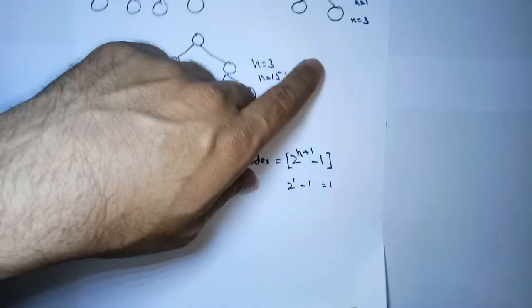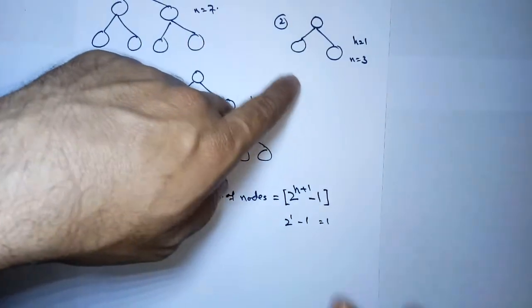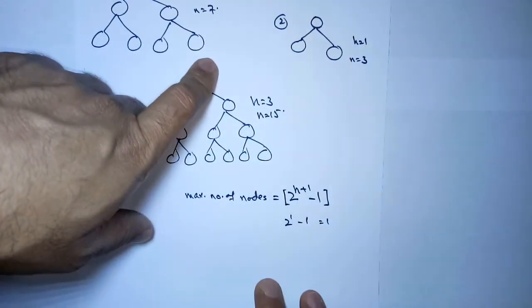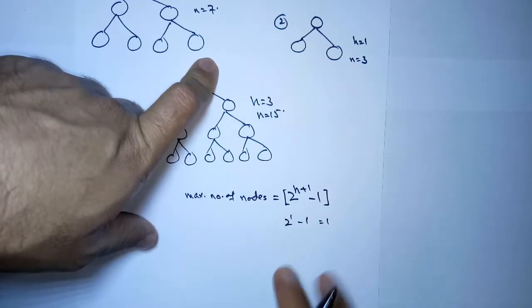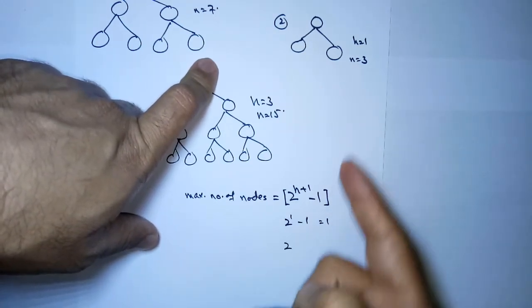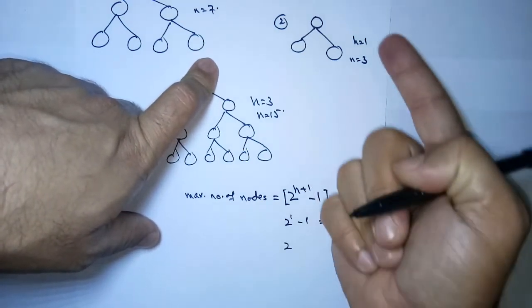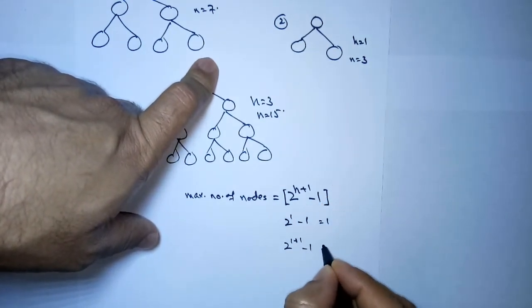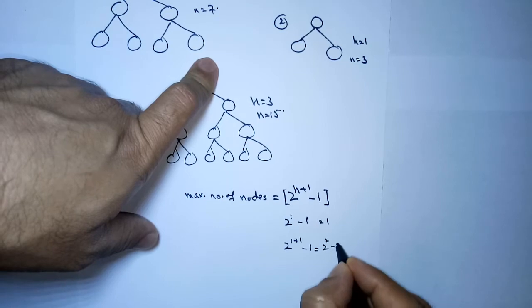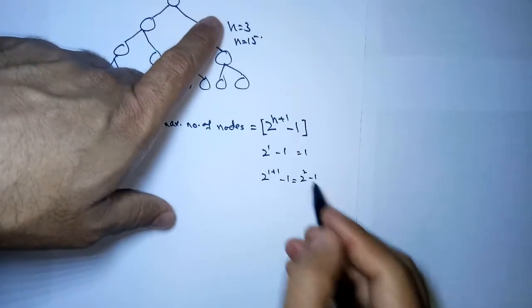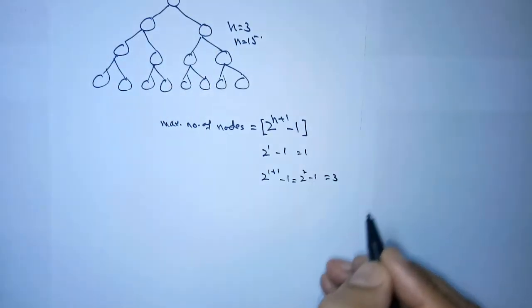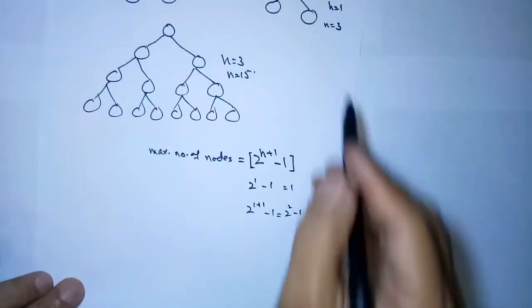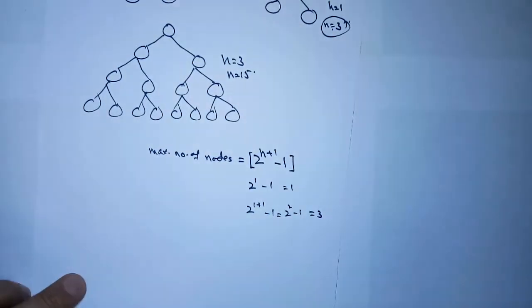If the height of the tree is 1, what could be the maximum number of nodes? Let's substitute it in this formula. So 2 to the power of 1 plus 1, minus 1, that is nothing but 2 squared minus 1. So 2 squared minus 1 is what? That is 3, right? So you can see the number of nodes is 3.